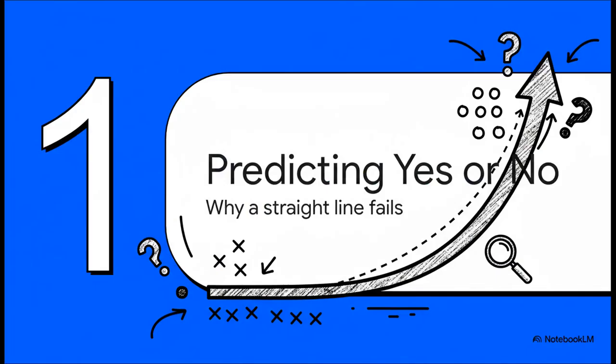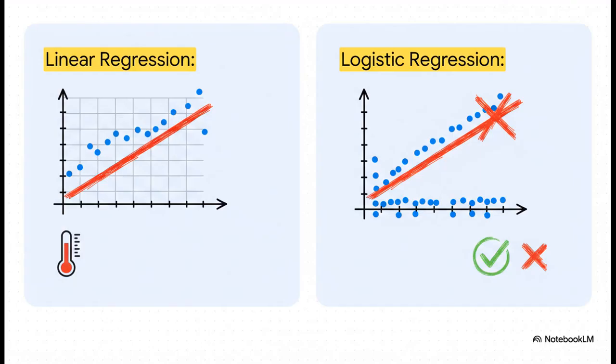All right, first up, predicting yes or no, when a straight line just won't cut it. So, why do we even need another type of regression? Don't we have linear regression for that? Okay, so take a look at this. On the left, you've got your trusty linear regression. It's fantastic for predicting a number, like the price of a house or the temperature tomorrow. But try to use that same logic for a simple yes or no choice, and it just falls apart.